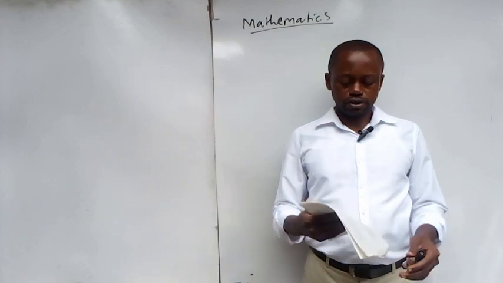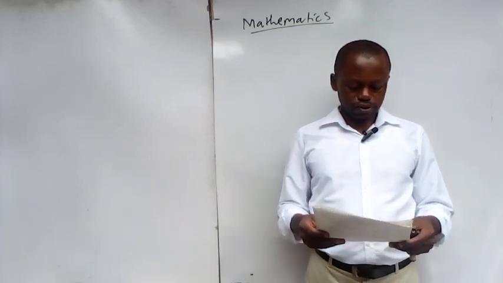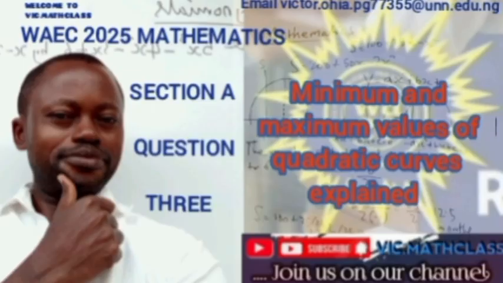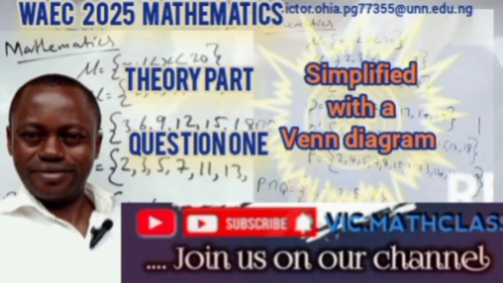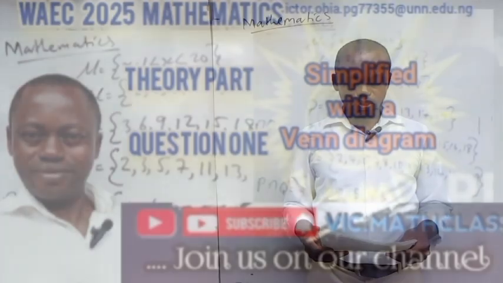We are solving the 2025 WAEC mathematics exam questions. We have finished solving the theory part, where there are 5 questions, and we are now going over to section B, also the theory part.